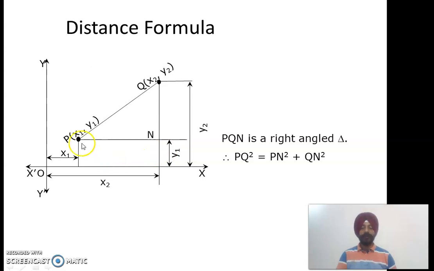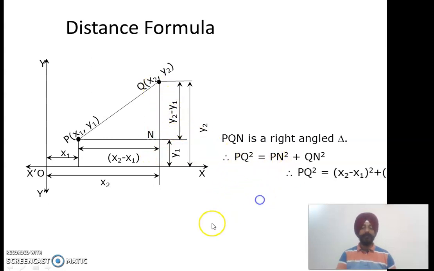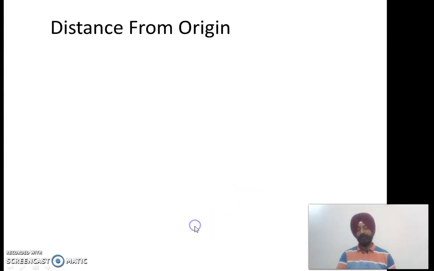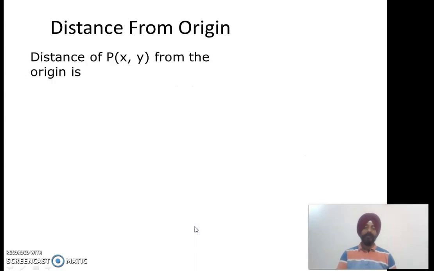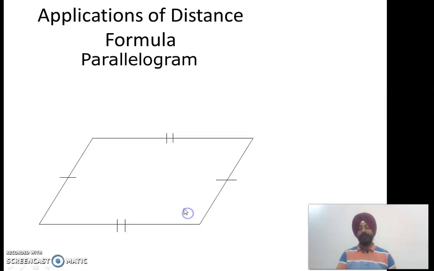We want to find PN. PN is equal to x2 minus x1 and NQ is equal to y2 minus y1. We replace these values here. So, we get PQ square is equal to (x2 minus x1) square plus (y2 minus y1) square. Students are very familiar with the distance formula. Distance from the origin means (0, 0), so we put (x minus 0) square plus (y minus 0) square.